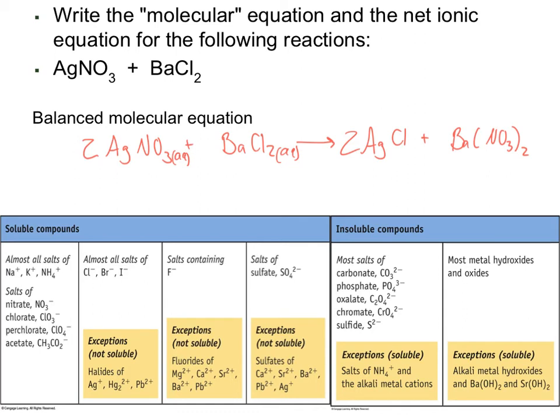Silver chloride, on the other hand, on our product side, almost all salts of chloride are soluble, but silver is one of our exceptions. Therefore, silver chloride is not soluble, and so that will now be a solid on our product side. And for the last one, nitrates are soluble. Barium is not an exception to that, and therefore barium nitrate will remain aqueous.